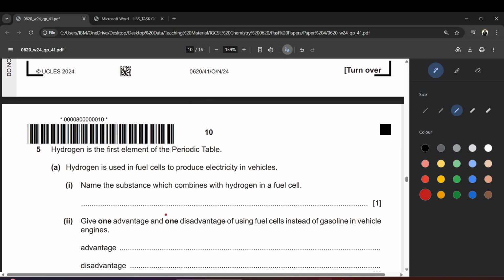Okay, question number 5. Hydrogen is the first element of the periodic table. Hydrogen is used in fuel cells to produce electricity in vehicles. Name the substance which combines with hydrogen in a fuel cell. So we know that in a fuel cell, you have hydrogen reacting with oxygen to give us water, plus there's some exothermic energy also being released. Okay, so the substance will be oxygen.